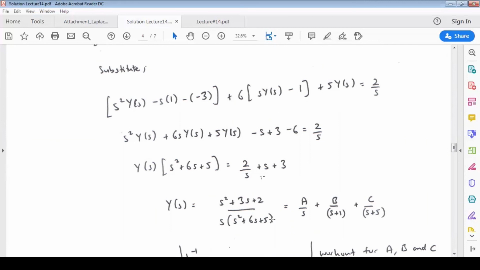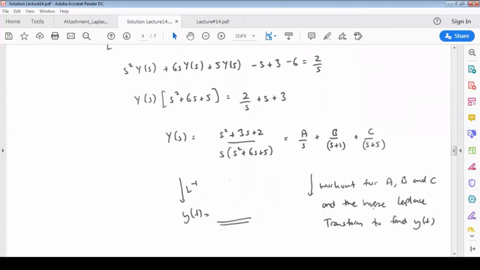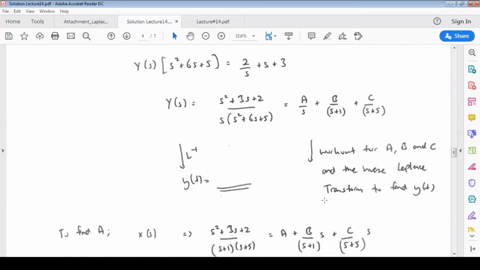Partial fraction has been done in lecture 13, so this is where we have to use it. What we have to do now is factorize this denominator term. So factorize, we're going to have (s plus 1)(s plus 5). So these terms can be written in partial fraction as A over s plus B over s plus 1 plus C over s plus 5. So your task is to work out A, B, and C, and then only can we find the inverse of Laplace transform to get y(t). Okay, so that's the idea.